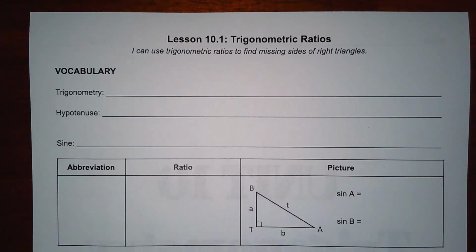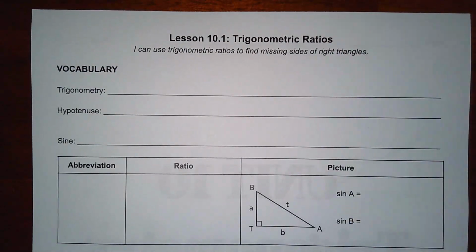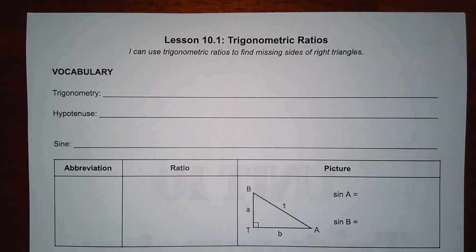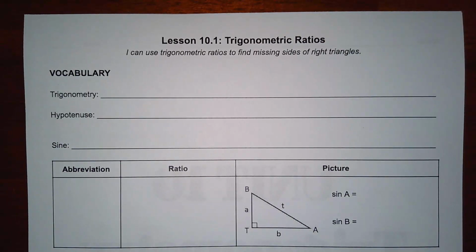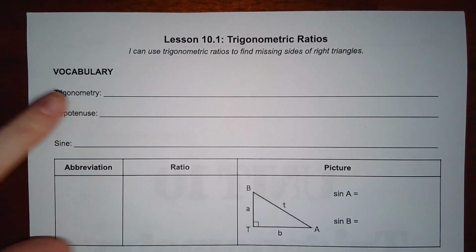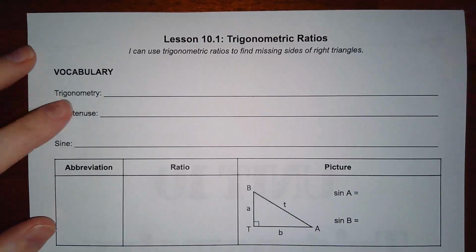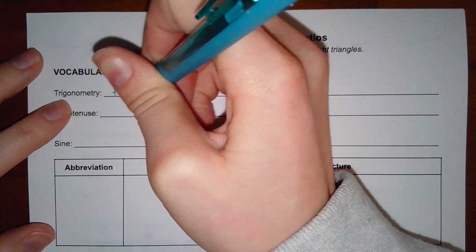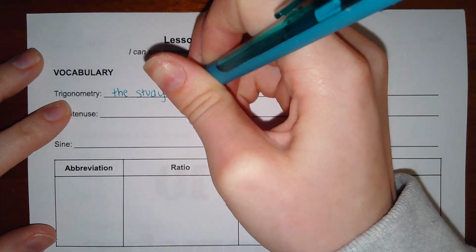Hello, welcome. We are in Unit 10 and we're going to start off with Lesson 10.1 where we're going to learn our three trigonometric ratios and start talking about finding missing sides of right triangles. Now, trigonometry is its own type of math. You might think it's geometry, it's probably not algebra in mind, but trigonometry is really its own type of math. Trigonometry is the study of right triangles.